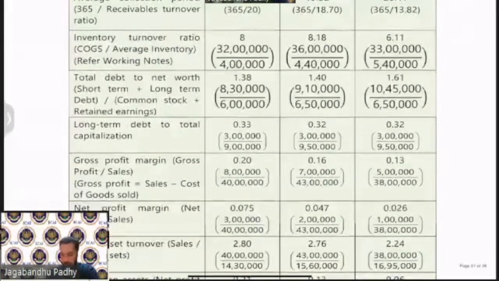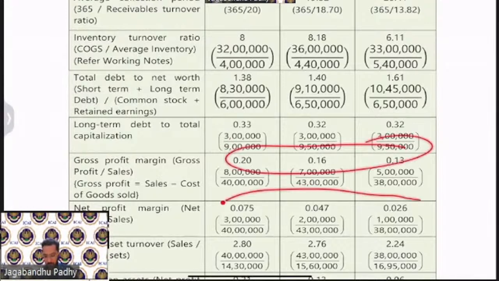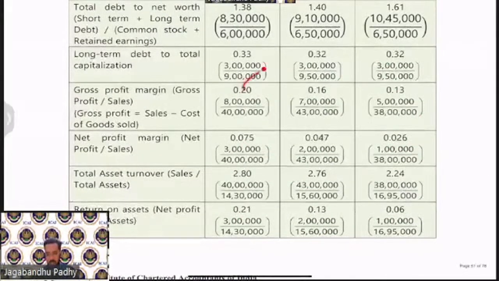If you look at the GP margin, there's a constant fall, and this is a problem area. Your GP should not get reduced. If your GP is reducing, it means you are actually selling the products at a lower price, or maybe your cost of production has increased and there is no simultaneous increase in the sale price. So the root cause of any problem of any business lies in the GP and the inventory. If you look at the GP ratio, it's like 20%, 16%, 13%, a constant fall. And that is followed by even the net profit margin.